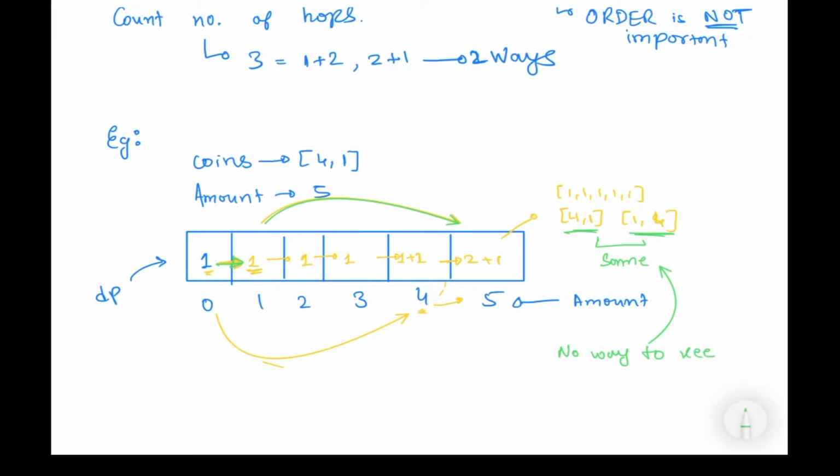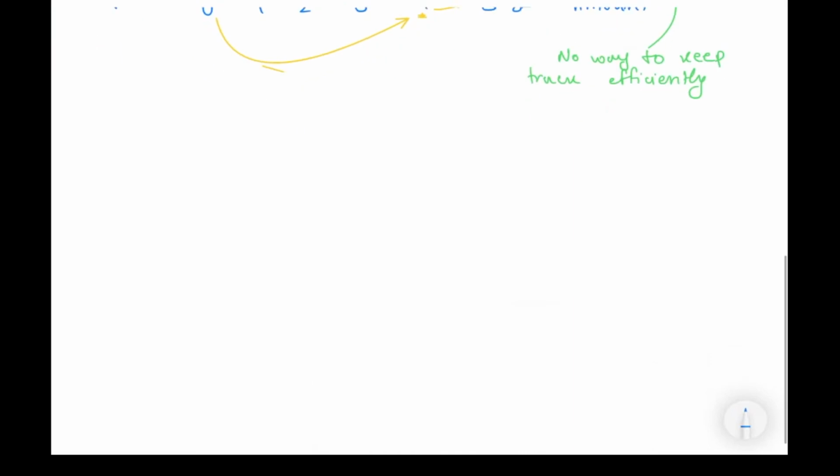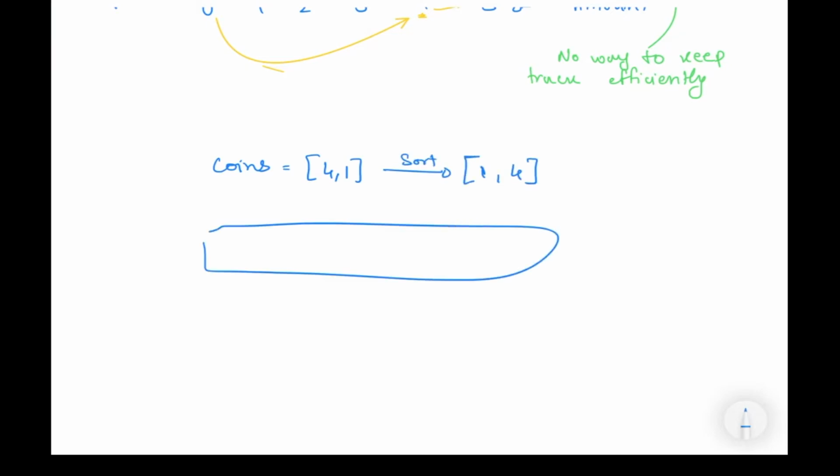So one way is that we keep track of how many times the combinations are being repeated, but there is no way to keep track efficiently. So since there is no efficient way, we look for an alternative. What we will do is, again, consider the same case, but this time we are going to sort the coins. So how does that benefit us? We'll see in a moment.